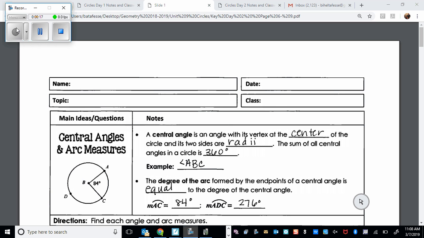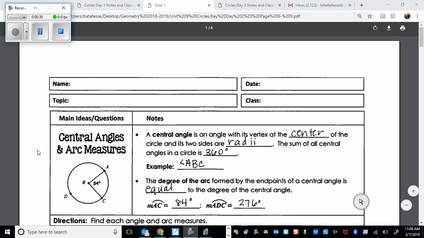A central angle is an angle with its vertex at the center of the circle, and its two sides are the radii of the circle. So the sum of all central angles is always going to be 360. In this case, an example of a central angle would be ABC.